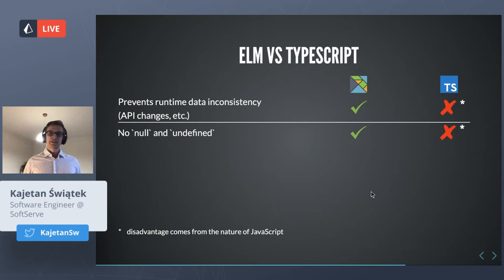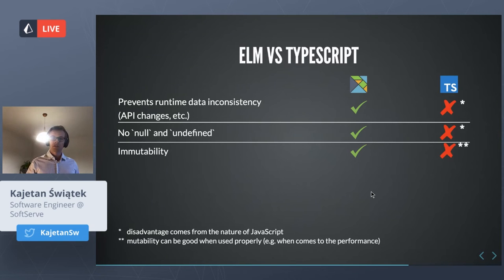The next thing is that in Elm, there is no concept of null or undefined. Those are represented by types like Maybe. And in TypeScript, there are null and undefined, and that also comes from JavaScript. The next thing is immutability. Elm has it, TypeScript doesn't.